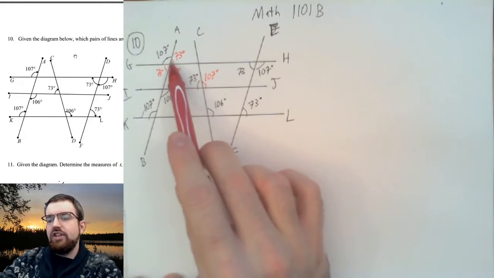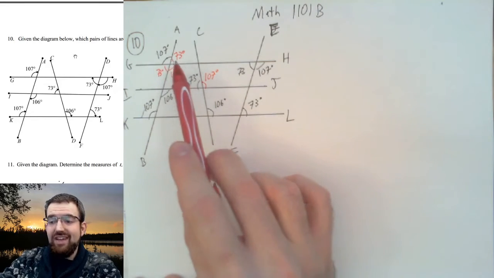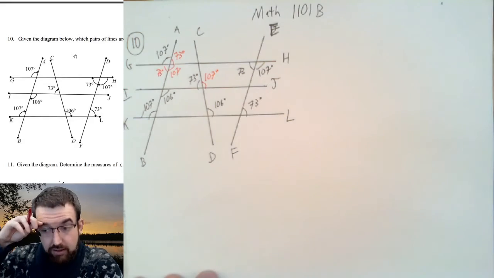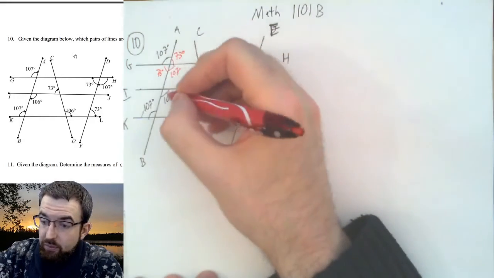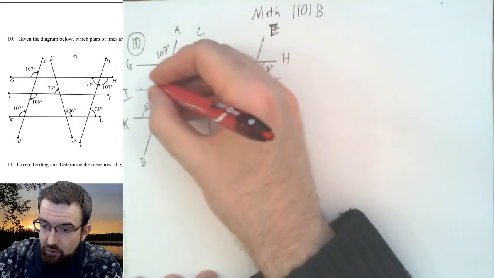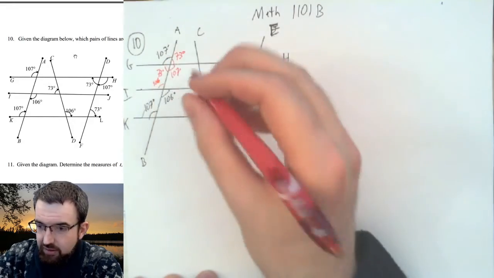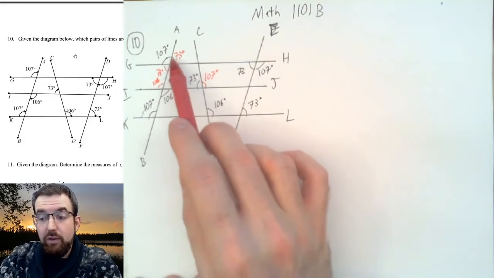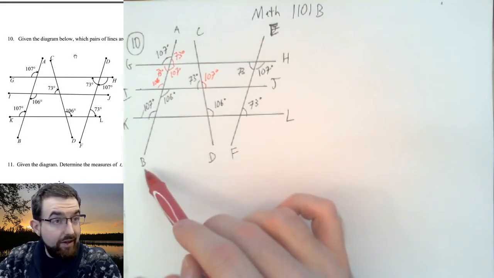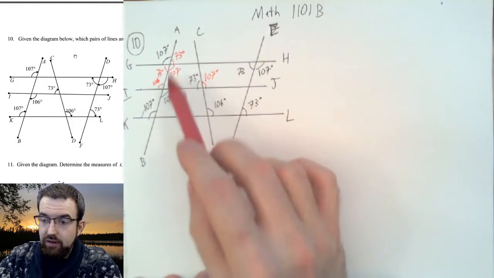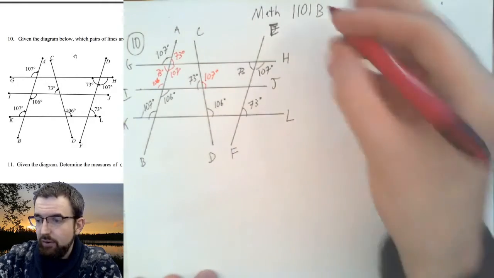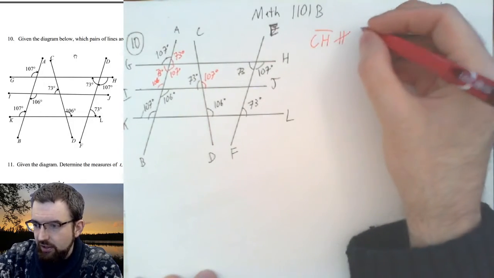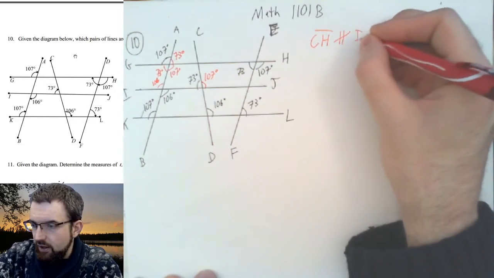So now let's check the other sections where this same bisector goes through, right? So this was a 107 and 107. This is a 106, which means this one here is going to be a 106. So we know that GH and IJ are not parallel, right? Because we've got our single bisector here, and this point is different than that point. So we know now that GH is not parallel to IJ.